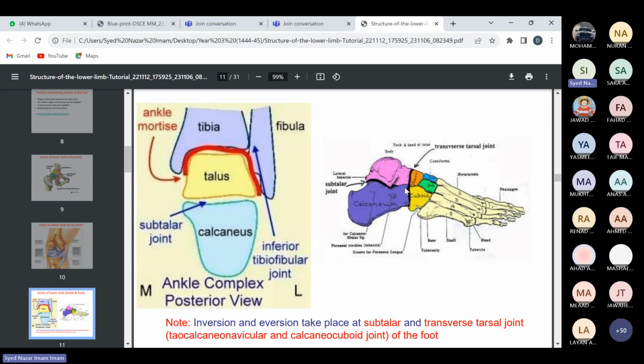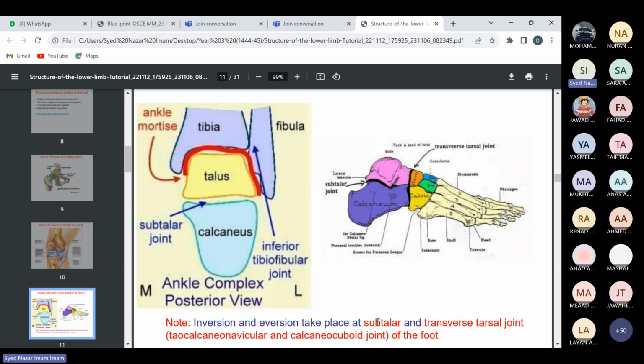Then again, in the anterior part, there is a joint between talus and calcaneum and also the navicular. And this joint is called the talo-calcaneo-navicular joint. This talo-navicular joint is one of the examples of a ball and socket joint. The head of the talus is like a ball, and in the navicular you will see the concavity, which forms the socket. So this joint is one of the examples of a ball and socket joint. So this joint is the talo-calcaneo-navicular joint. And again, this is the calcaneocuboid joint.